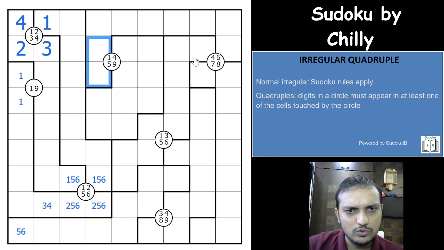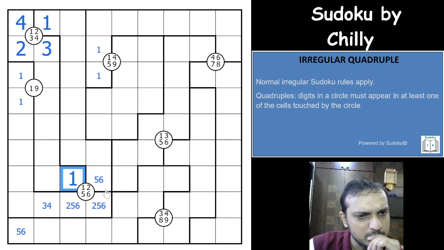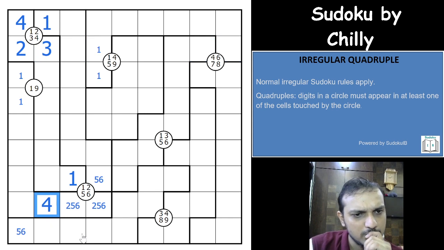Yeah, 4 and 1. So 1 would have to be in one of these two cells, because that 1 cannot be here. So this cell is not a 1. This cell would have to be a 1. Okay, 4 and 1. This 3 gives you a 4 here. 2 would have to be here.